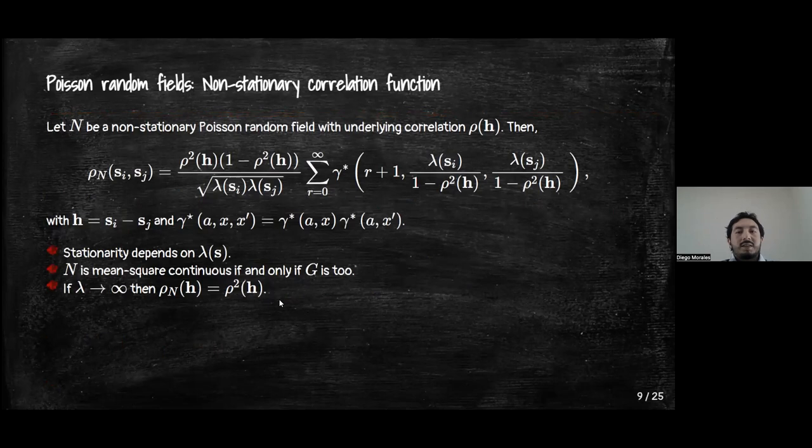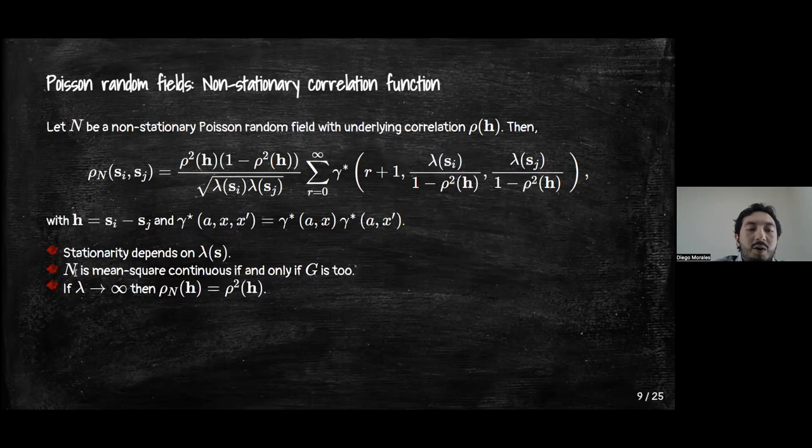So as you can see, the correlation function is very important when we are modeling spatial data or georeferenced spatial data. We give a closed expression for the correlation function in the general case of non-stationarity. The correlation function is given by this expression that depends on the product of two regularized incomplete gamma functions. Any remarks? Some remarks for this expression: the stationarity of the random field depends on lambda(s). Lambda(s) is a deterministic function. It's not a stochastic function, it's only a deterministic function.